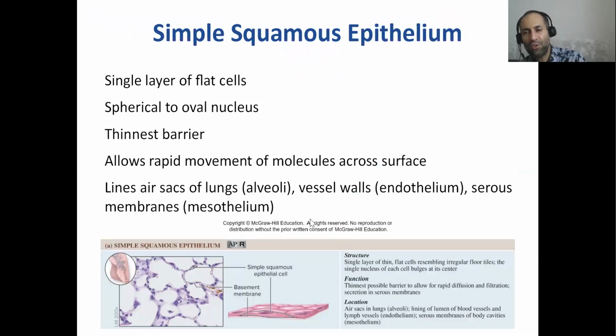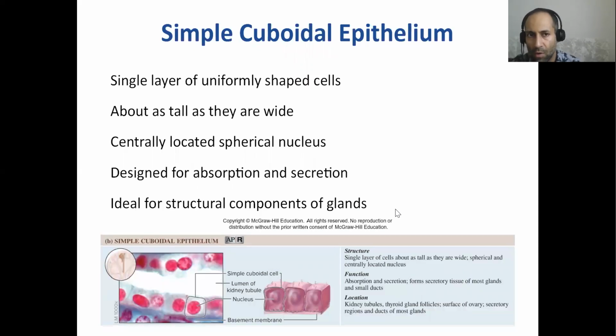So let's look at each type in turn and see where in the body they are found. So for example, simple squamous epithelium, all right? Very simple, literally. It's like these compressed tile-like cells. As I mentioned, these are perfect for absorption and secretion, and they're found in abundance in your respiratory tract, in your alveoli, as you can see here. They line the air sacs of the lungs, the alveoli, also the walls of your vessels, and the serous fluid secreting membranes, the mesothelium. That is where you find them.